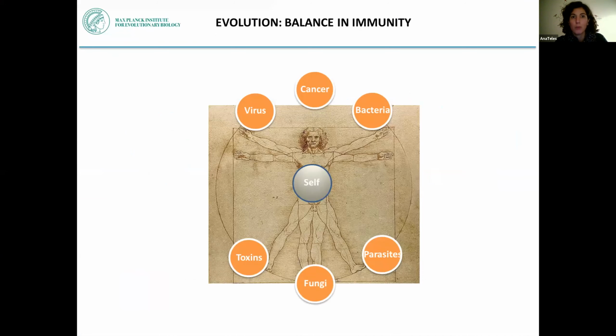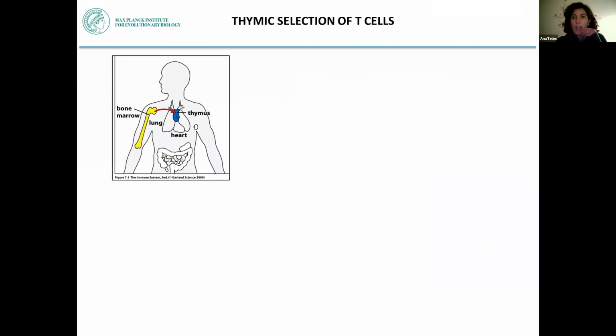And just to start, we all know that evolution has favored a balance in immunity, so organisms should be able to recognize all the pathogens that can be harmful, and at the same time be able to protect the self. So this recognition of the different antigens is mainly modulated by the adaptive immune system, and in the center of this adaptive immune system we have T cells.